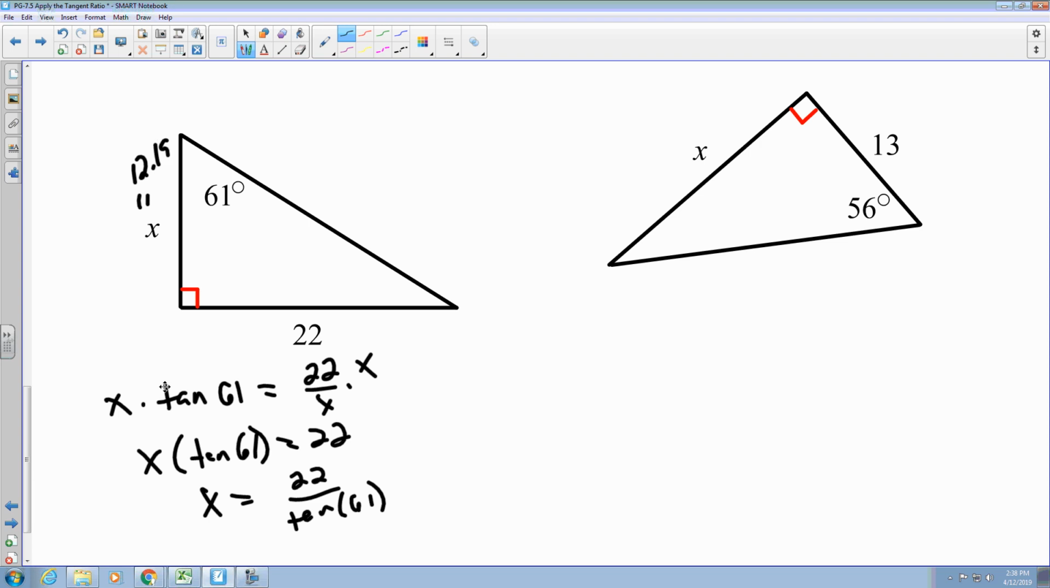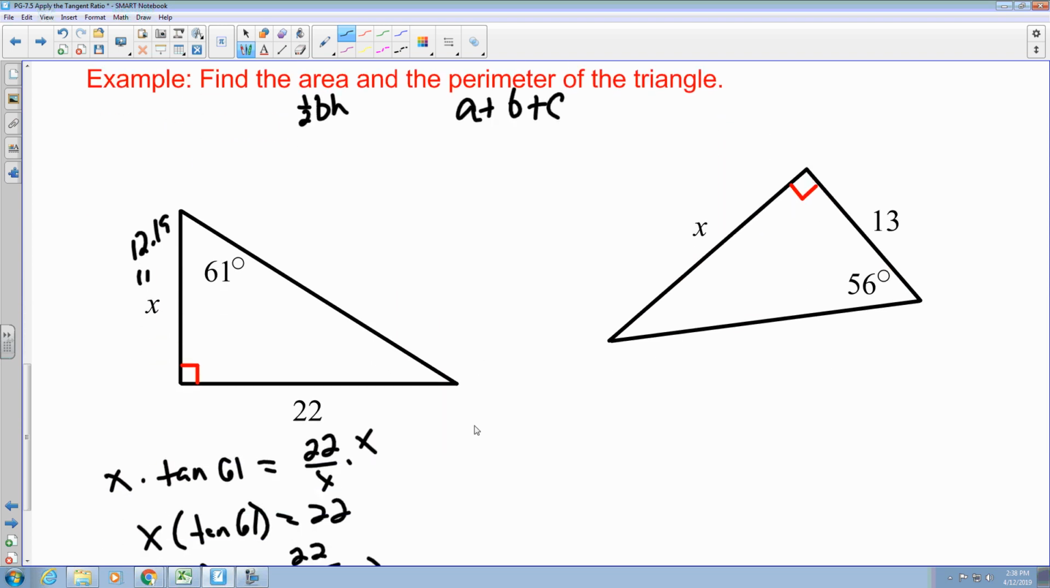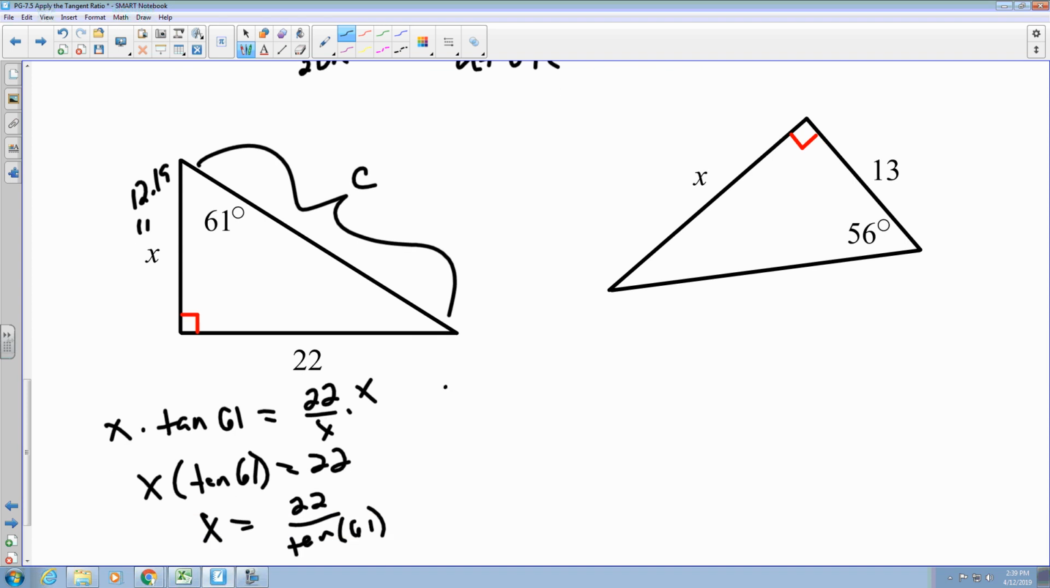I just did my own approximation. So now what we need to do is figure out the perimeter. I also need to figure out what this value is, and since it's the hypotenuse, it's our value C. So now I'm going to say, all right, 12.19 squared plus 22 squared will equal C squared. Well, 12.19 squared equals 148.5961, plus 22 squared is 484.